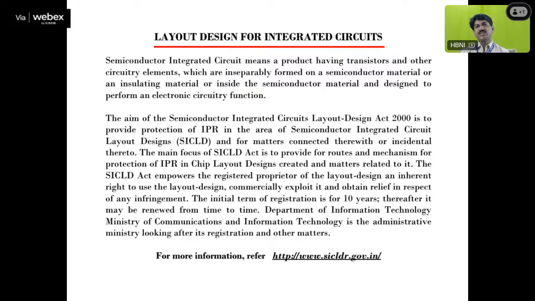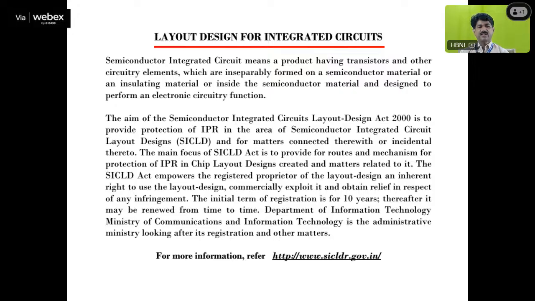Next is the layout design of integrated circuits. Integrated circuits are used everywhere now. For all the electronic items, they have these ICs. Semiconductor integrated circuits mean a product having transistors and other circuit elements which are inseparably formed in a semiconductor material or an insulating material or inside the semiconductor material and designed to perform an electronic circuitry function.